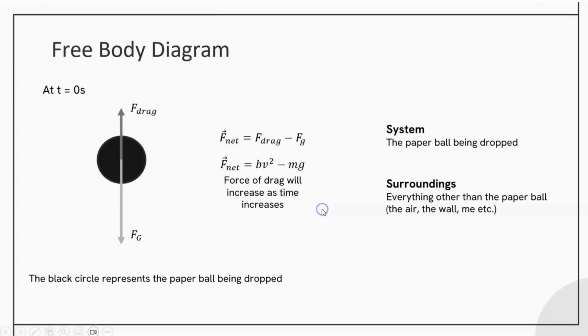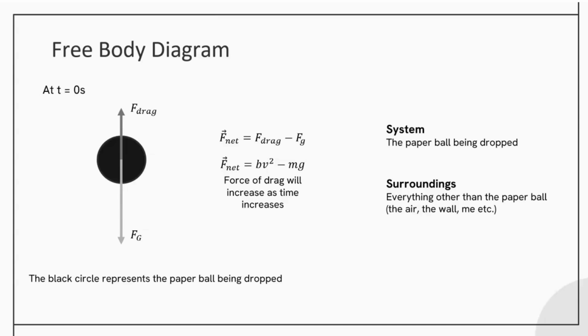And on to the experiment. First, going over the free body diagram. So the paper ball that I will be dropping is going to be represented by this black circle, and it has two forces acting on it, a downward force of gravity and an upward force of drag. So the F net will be the force of drag minus the force of gravity, and then when you plug in its equations, it'll be bv squared minus mg.